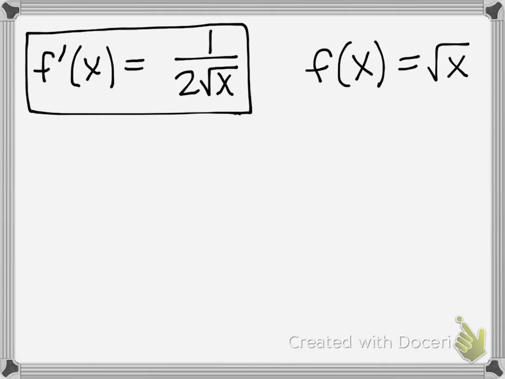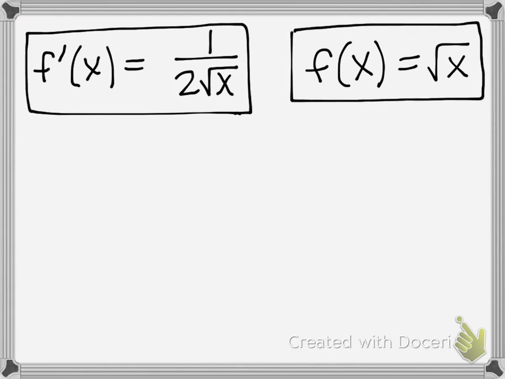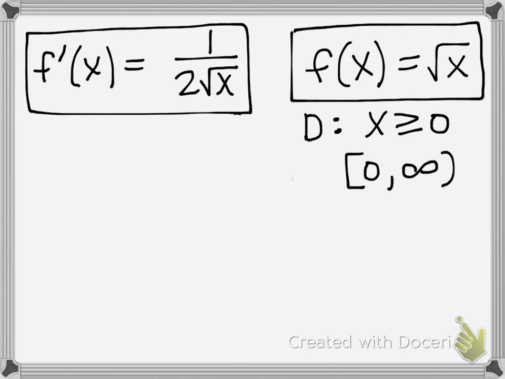So let's start with the domain of the original function, the square root of x. For the original function, we know we cannot have negatives inside of a square root, but 0 is okay. So that tells us that for our domain, our x values need to be greater than or equal to 0. So in interval notation, that would be a bracket, 0 to infinity for the domain.